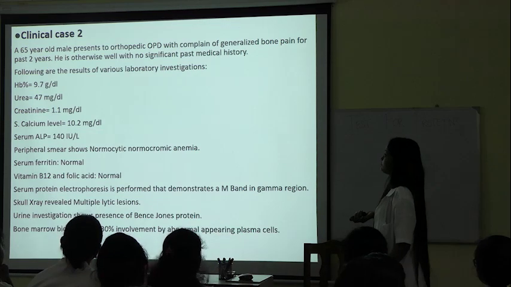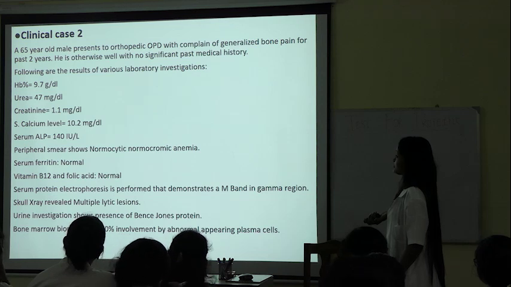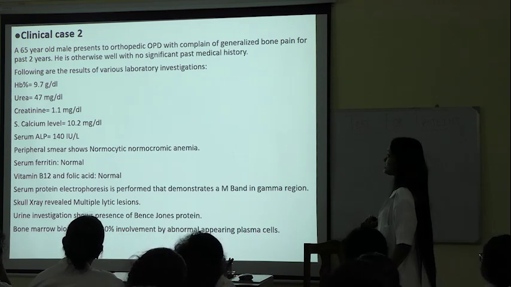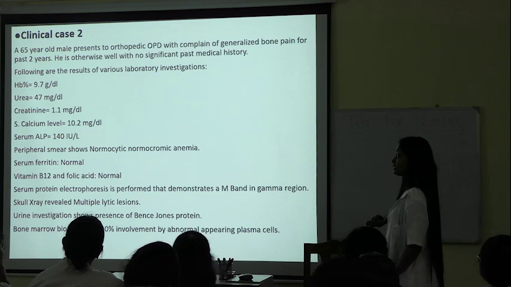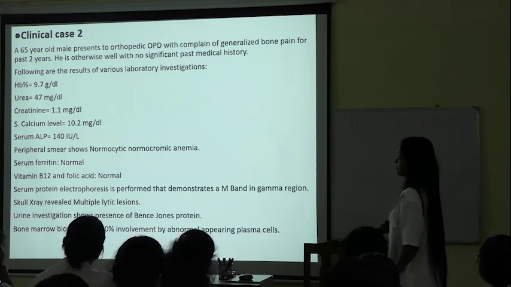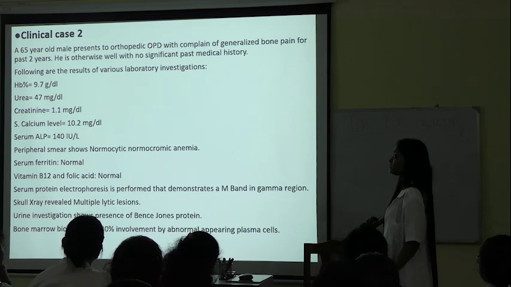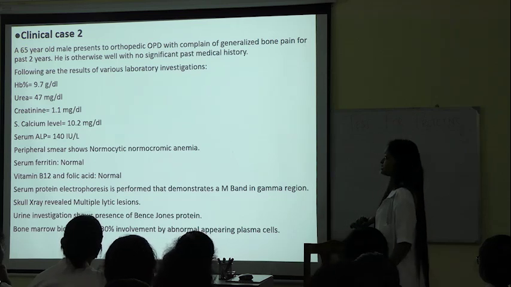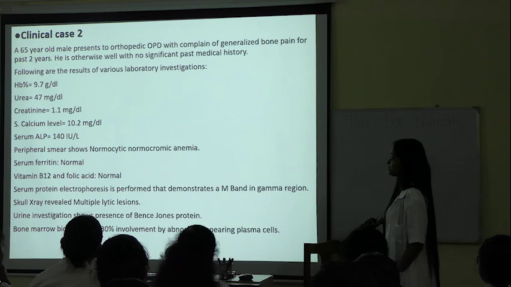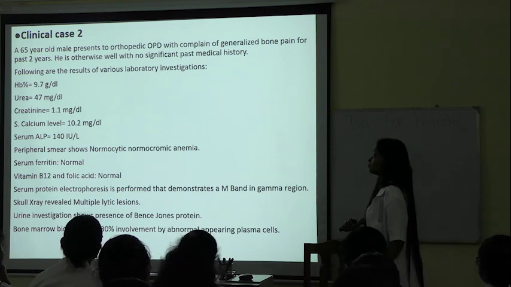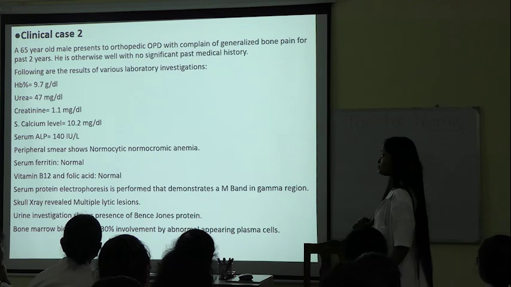He is otherwise well with no significant past medical history. Following are the results of various laboratory investigations. Hemoglobin 9.7 gram per deciliter, urea 47 milligram per deciliter, creatinine 1.1 milligram per deciliter, serum calcium level 10.2 milligram per deciliter, serum ALP is 140 international unit per liter.